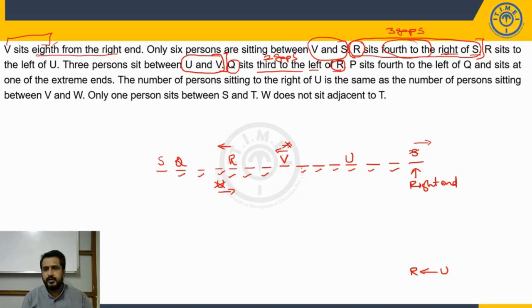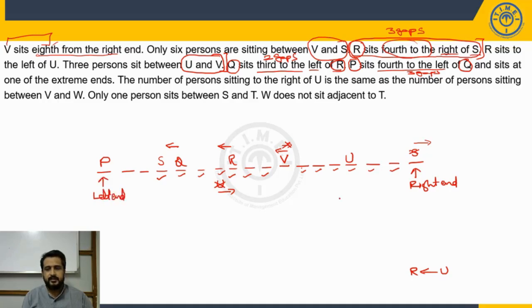P sits fourth to the left of Q. Fourth left is nothing but we require 3 gaps to the left of Q. And who should be placed? P should be placed. So Q is here. So on the left side, we need 3 gaps. 1 gap is already there. So second gap, third gap. And now here we have to place P. P is fourth to the left of Q, and sits at one of the extremes. So P sits at one of the extremes. So this position will be the left hand position.